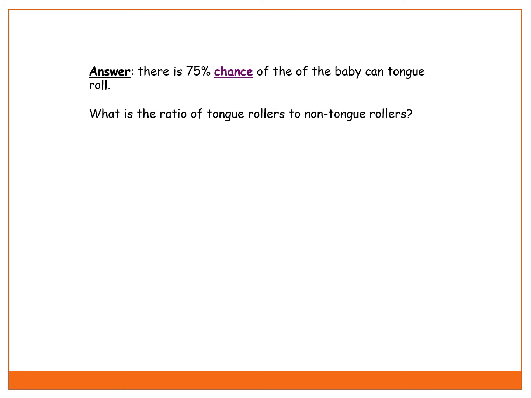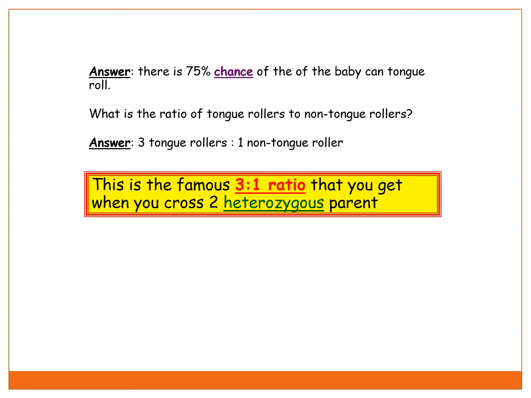So what is the ratio of tongue rollers to non-tongue rollers? It would be the famous 3 tongue rollers to 1 non-tongue roller. Well done if you managed to get that correct at the very beginning. And remember that if you cross 2 heterozygous parents together, you get 3 dominant and 1 recessive. So here it is highlighted for you. This is the famous 3:1 ratio that you get when you cross 2 heterozygous parents.